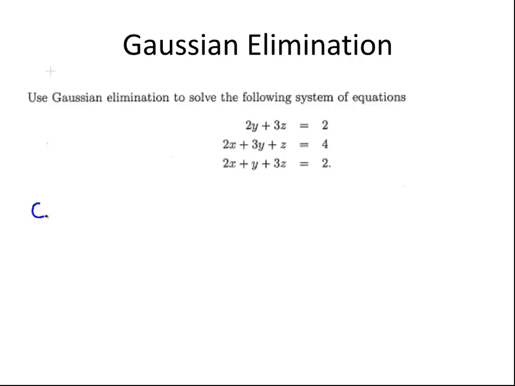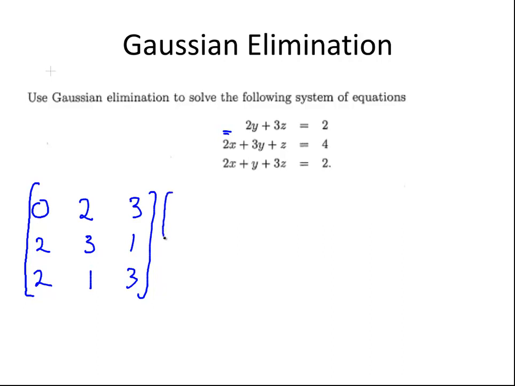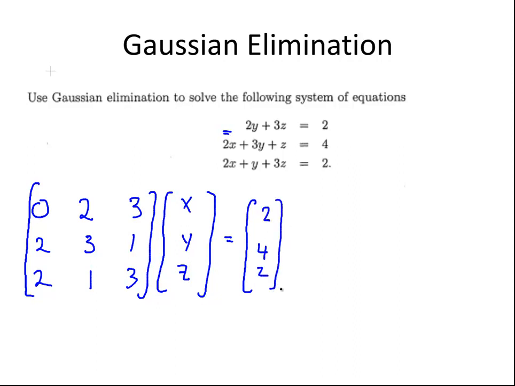notation. So 0, because we have a 0x here, plus 2y, so 0, 2, and 3. 2, 3, and 1, because plus z means plus 1 times z. 2, 1, and 3. That's the coefficients. And x, y, and z. And that's equal to 2, 4, and 2. So that is how we would write it out using matrix notation.